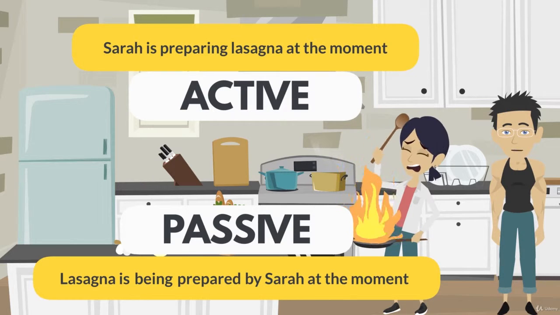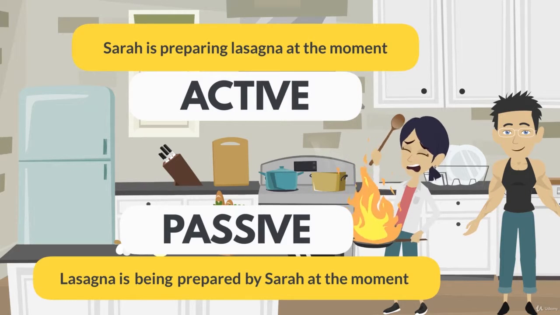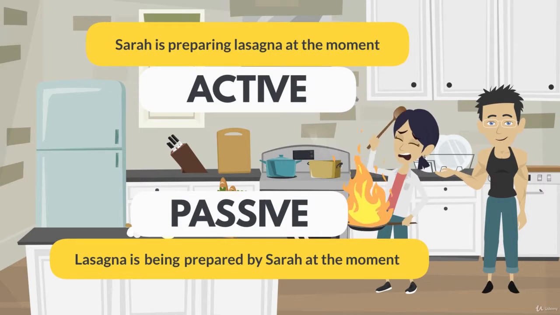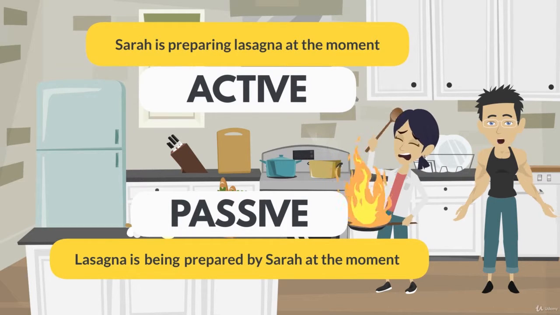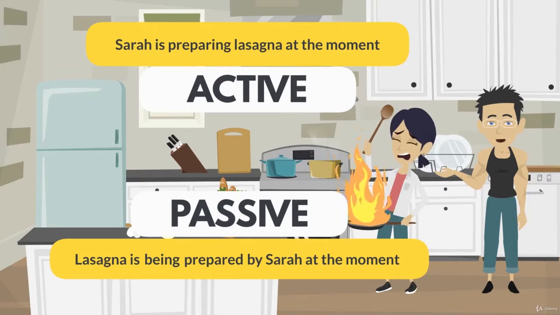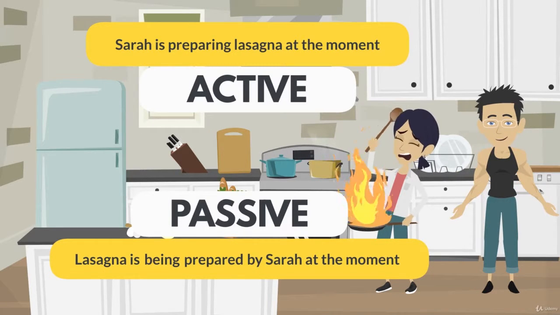But why would we even say something like this? Why would we even use passive voice in such a context? Can't we just say, Sarah is preparing lasagna at the moment, and not bother using passive voice? Well, you can definitely, but when we use passive voice, we don't really care who is doing the action. The doer is not very important. In this example, who is cooking lasagna is not so important. We focus on the fact that it's lasagna.